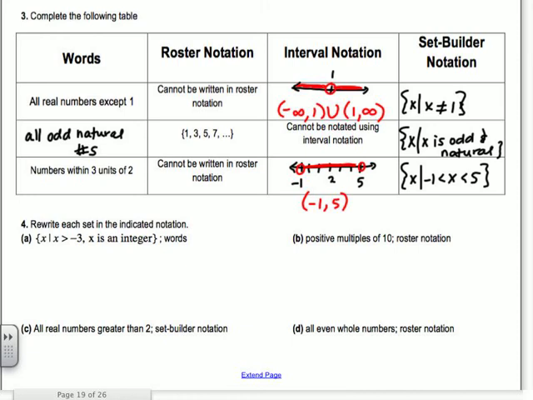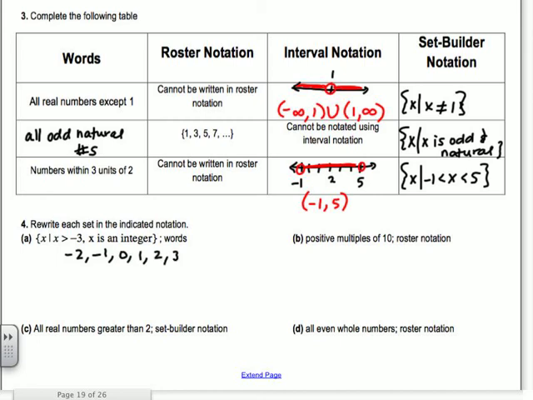All right, number 4, rewrite each set in the indicated notation. Okay, so what's 4a saying? So let's include some numbers. Does it include -3? No, because it's greater than -3, right? So what's the first number it includes? -2, right? So you're going to have -2, -1, 0, 1, 2, 3, and so on.